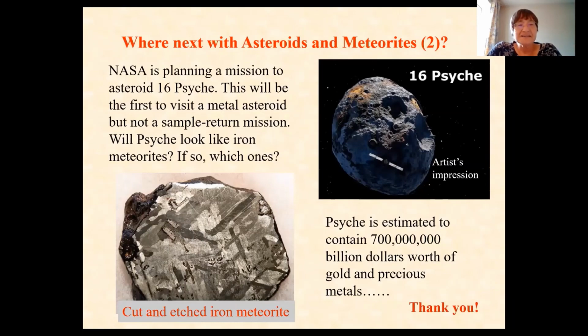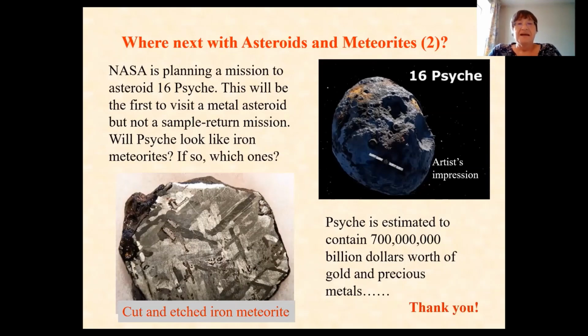So the last thing I want to mention is the mission to asteroid 16 Psyche. Now, this will be the first to visit a metal asteroid. Psyche is an M-type asteroid, but this is unfortunately not a sample return mission. But it will investigate Psyche very closely. It will try to make analyses of the surface, and we're hoping that we will find that Psyche looks like some of our iron meteorites. I've shown one here on the bottom, which has been cut and etched. You can see inside it's much more complicated than it looks on the outside, with several different kinds of crystals in there.